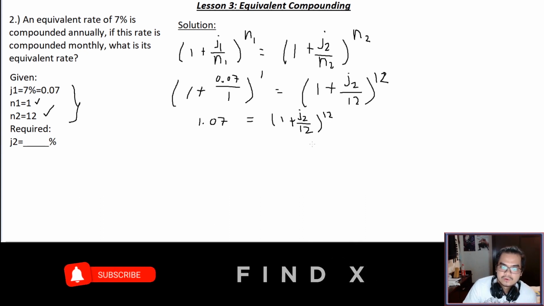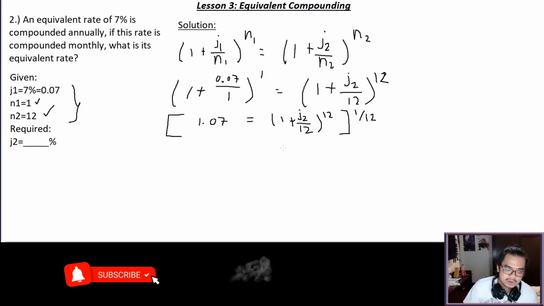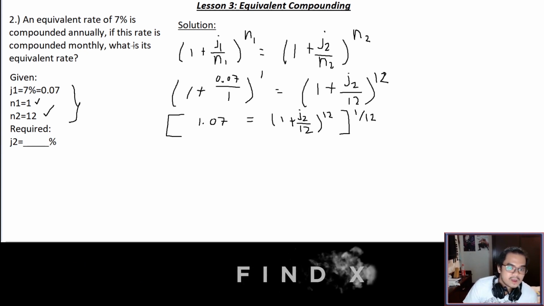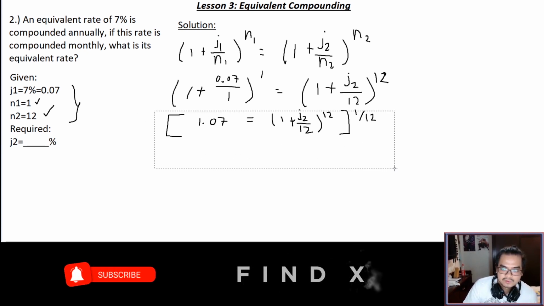Okay, so we have to eliminate 12 here, right? Therefore, to eliminate that, let's raise the whole equation by 1 over 12. There's another way to do this. You can also use the ln method. I think we can just use the ln method. Okay, so let's try to use the ln.